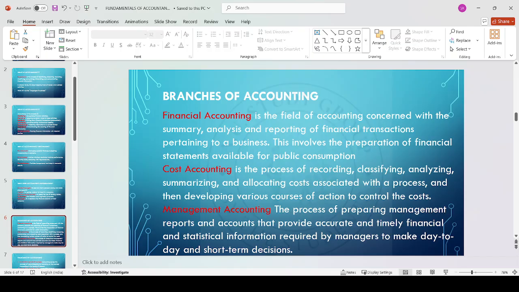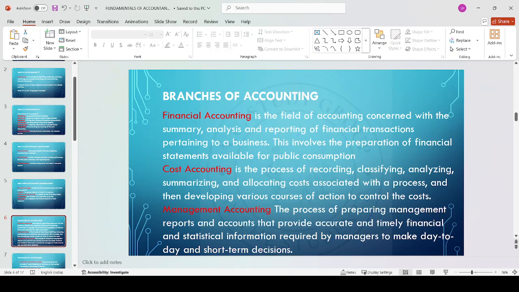Now financial accounting is the most common type you will encounter. If someone says accounting, 99% of the time they mean financial accounting. It focuses on summarizing, analyzing, and reporting financial transactions. The main goal here is to prepare financial statements like the income statement, the profit and loss accounts, the balance sheets, which are often made available for public consumption, meaning anyone can take a look at them.